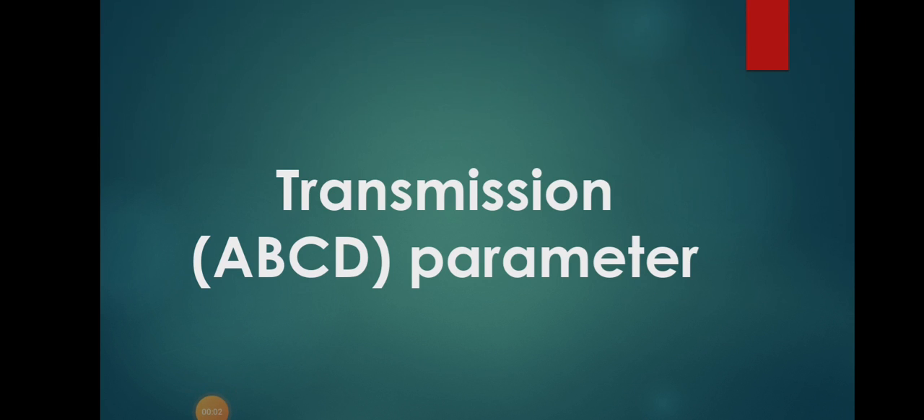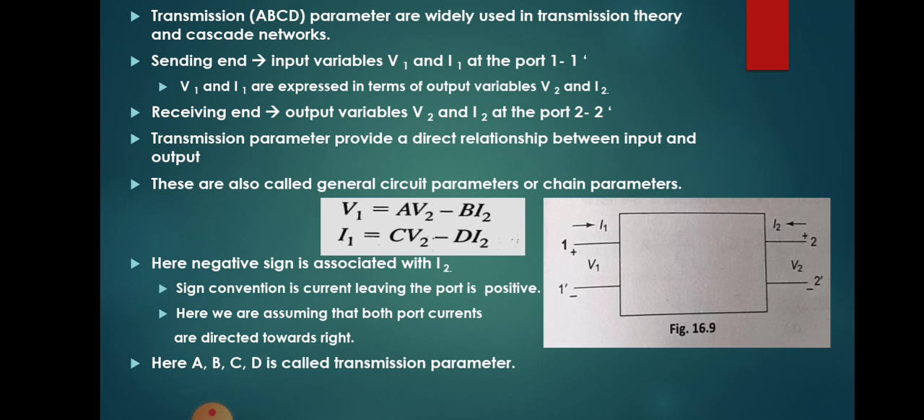In this session, we will discuss transmission parameters. Transmission parameters are also called ABCD parameters. Transmission or ABCD parameters are widely used in transmission theory and cascade networks. And you know that in the case of transmission, there will be a sending end and a receiving end.